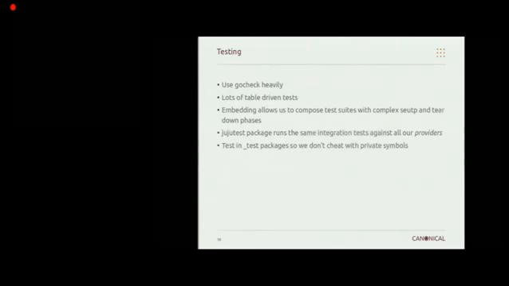And the last one is we do a lot of testing in _test packages, which, coming from my experience with the standard library, is a little bit different. We do that mainly so we don't cheat with private symbols. And we ran into one interesting problem where we couldn't use main_test. Well, we could, but it worked 90% of the time. I can explain why it doesn't work later. We were doing it wrong.